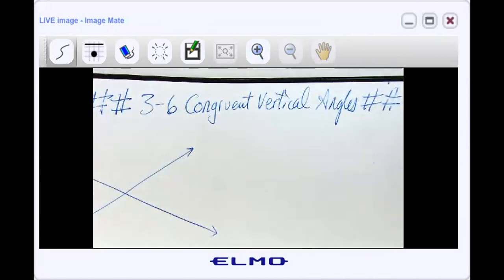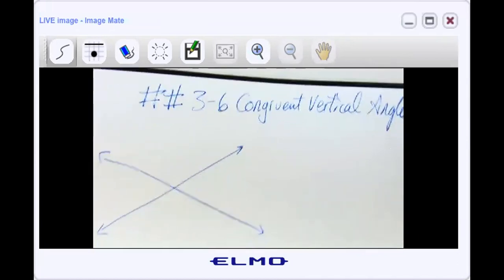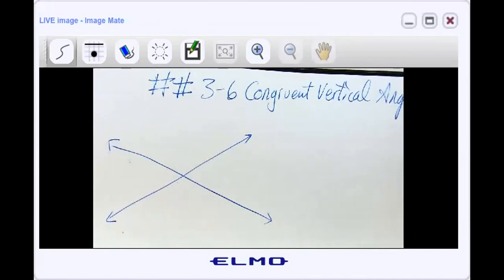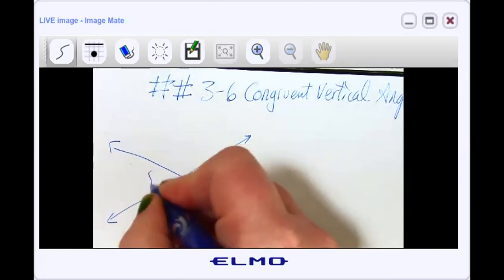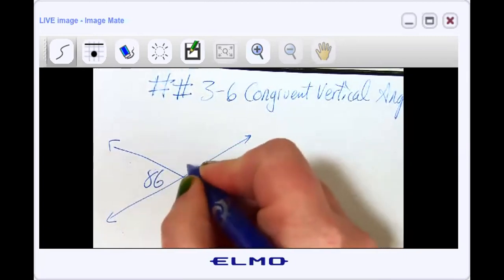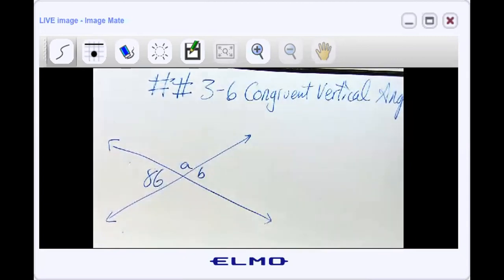One style of problem that you had yesterday, you had two lines that cross like this, and then they gave you one angle, and then you were asked to find two others. So someone shout out a number between 1 and 180. 86. Okay. Let's say this angle right here is 86. I'll pick that one. And I think on the homework you had to solve for those two missing angles, angles A and B, okay?